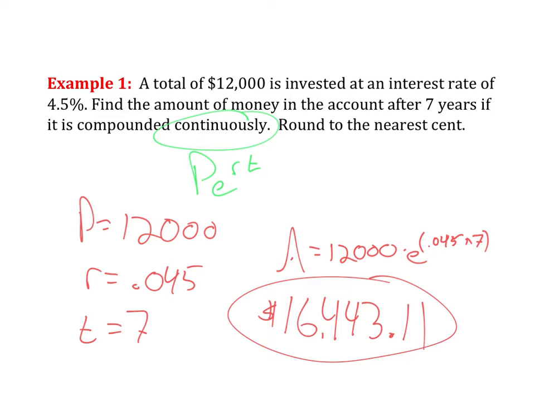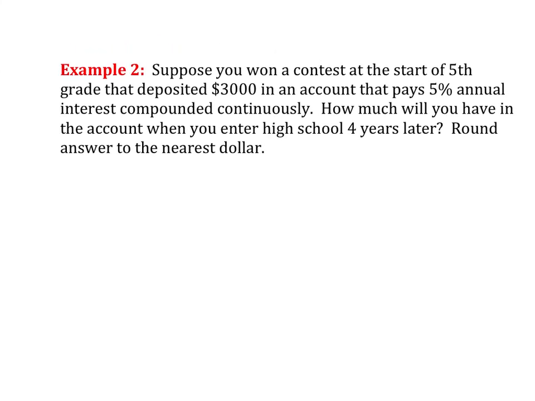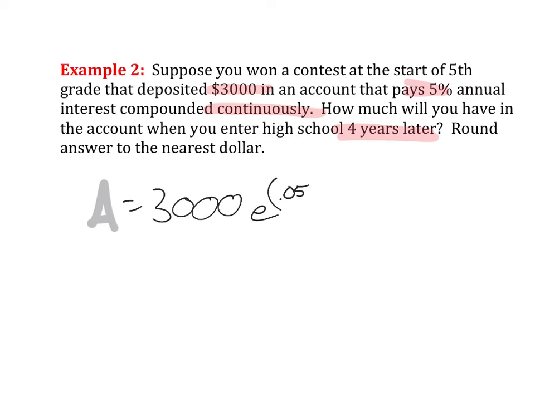Let's see example 2. Suppose you won a contest at the start of 5th grade that deposits $3,000 into an account that pays 5% annual interest compounded continuously. Hey, that's the PERT word, continuously. How much would you have when you enter high school 4 years later? Okay, so starting amount, interest rate, 4 years. This is a PERT problem. So the amount we're going to have is 3,000 times e to the power of the rate 0.05 times 4.